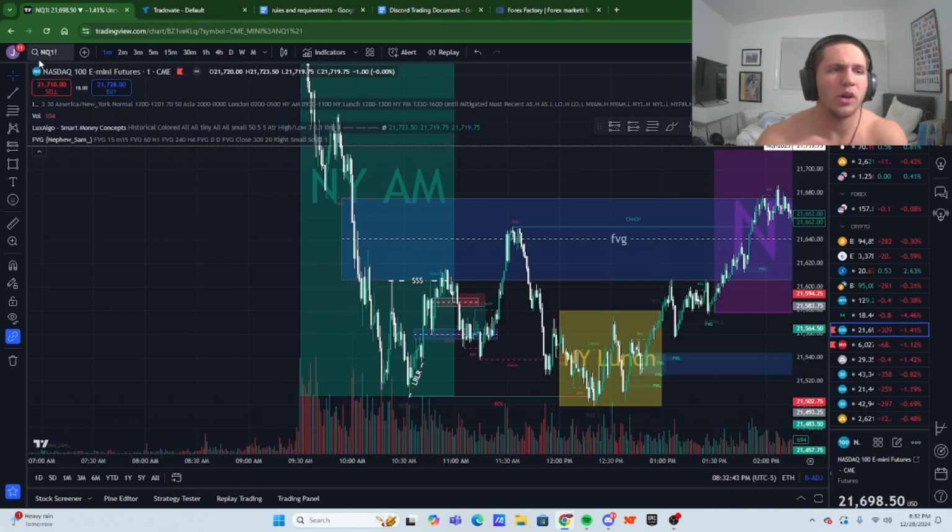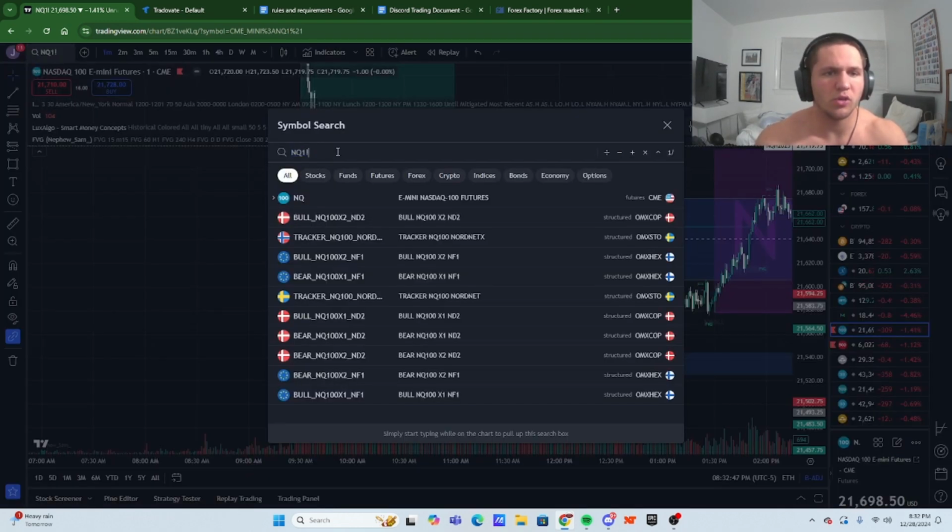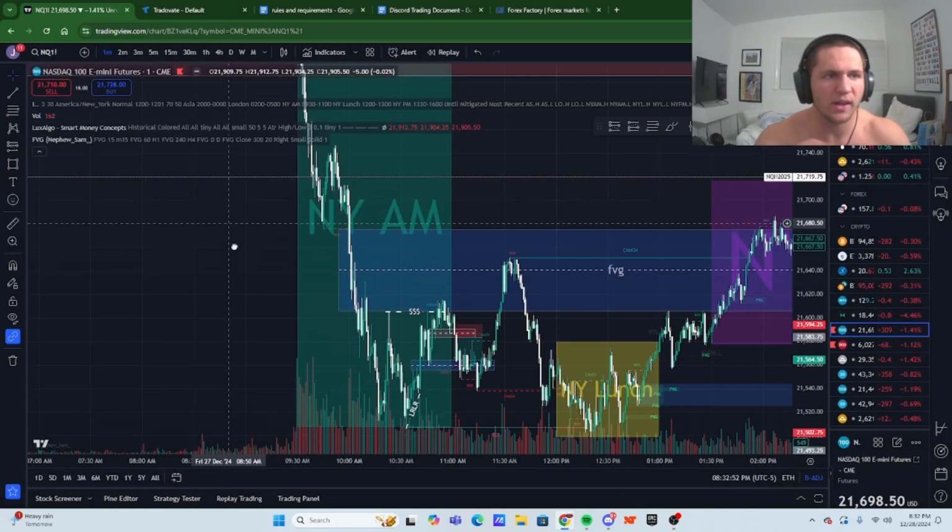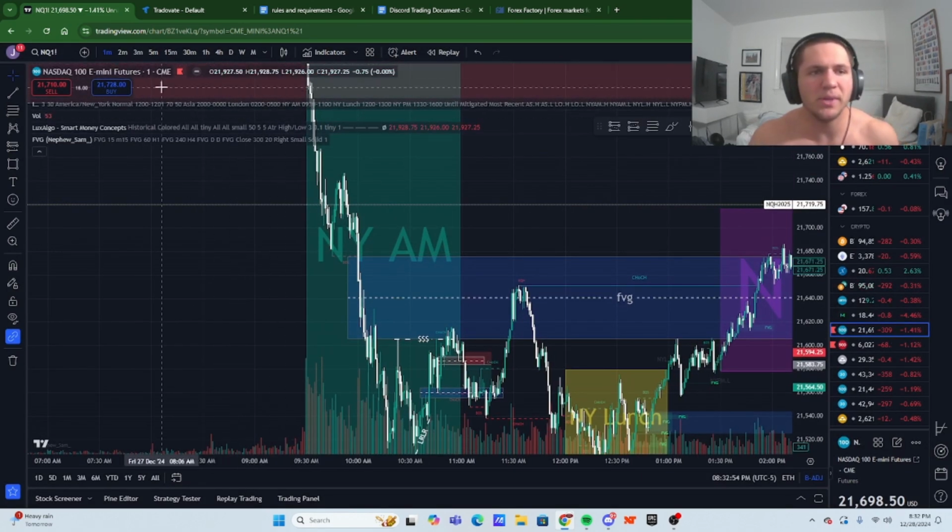Okay, so going on what they have, we really only trade NQ. So you're gonna go to the symbol search when you get into TradingView, and you're gonna look up NQ and click on that, and this will be it. It may be delayed for you.